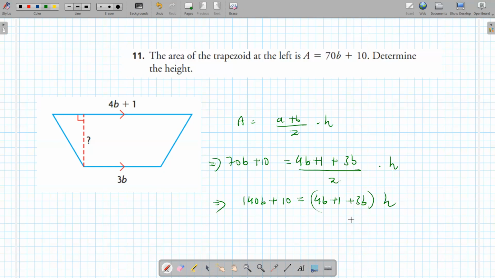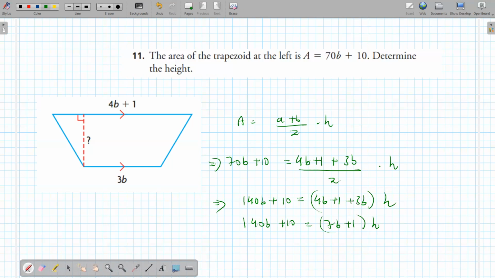What next? Can you add the 4b and 3b together? Yeah, you can because they're like terms. What's next? You subtract 1. No, you cannot subtract 1 because you're multiplying h. So you divide by 7b plus 1. Yeah.